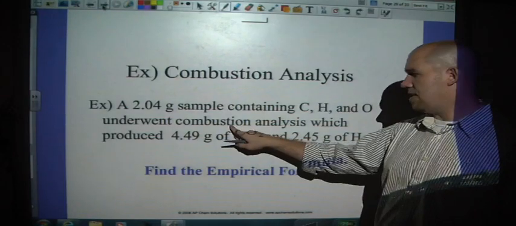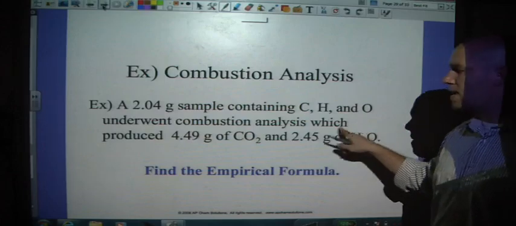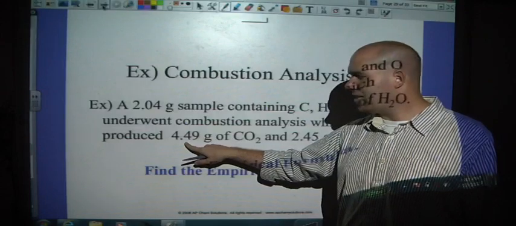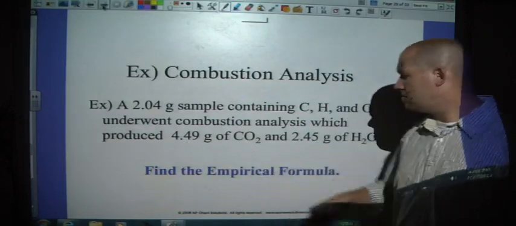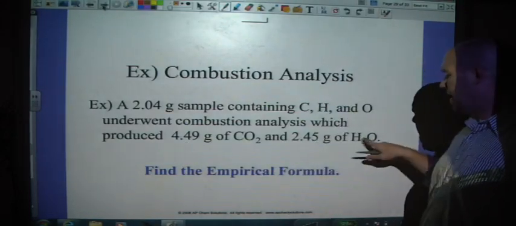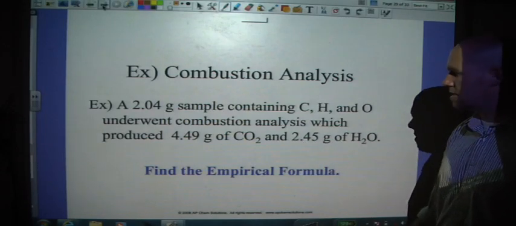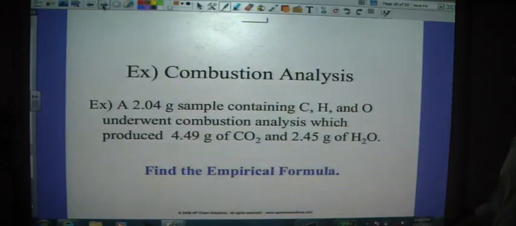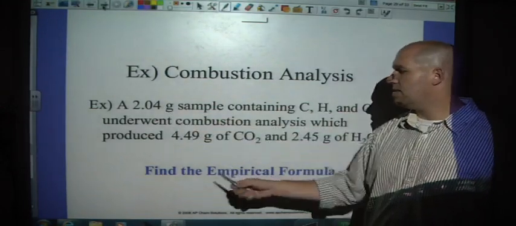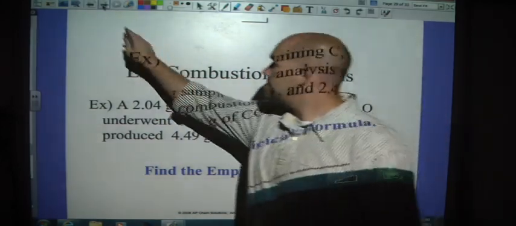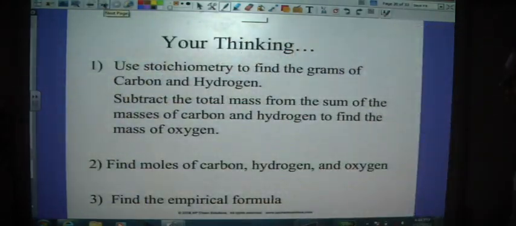And when we combusted it and we pumped oxygen through there, we ended up, our carbon dioxide absorber, it gained 4.49 grams, okay, of mass. And our water absorber, it increased by 2.45, okay? So now, based on this information, how much did you start with, how much was captured, we need to find the empirical formula. Okay, this is what you're thinking, okay? Read over that.